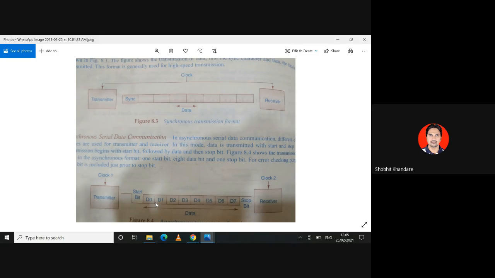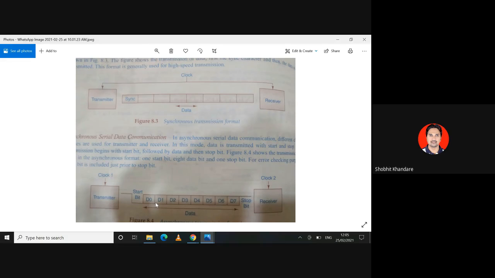One more thing about baud rate: this definition is not applicable to the asynchronous format, but we still use baud rate. Why is it not applicable? Please pay attention, this is an important concept. Along with the 8 bits of data, we are also sending the start bit, stop bit, and sometimes the error correcting parity bit. So that does not justify the definition of baud rate.